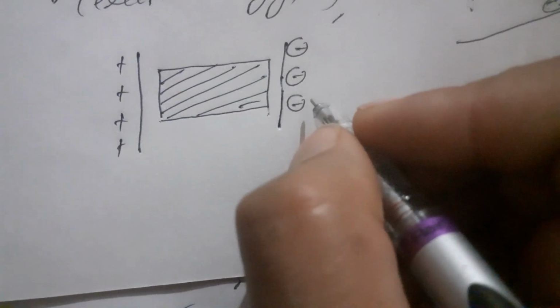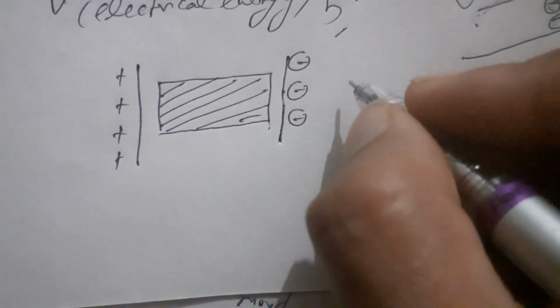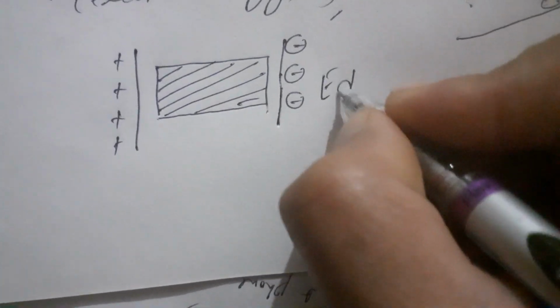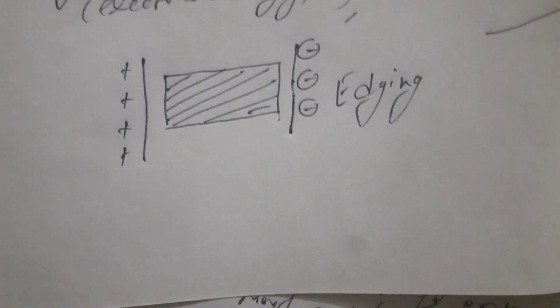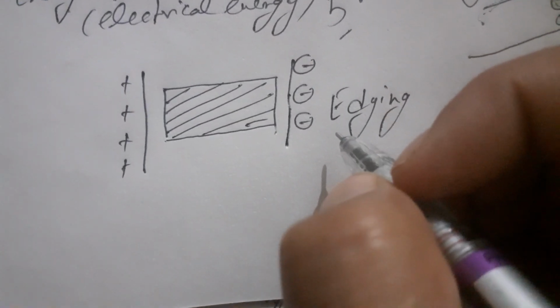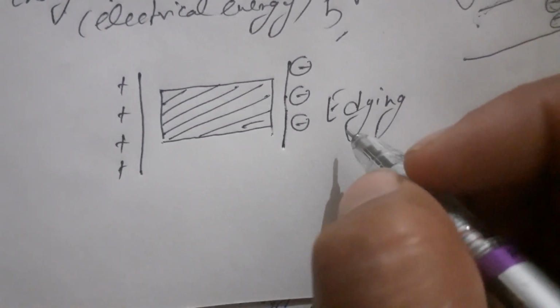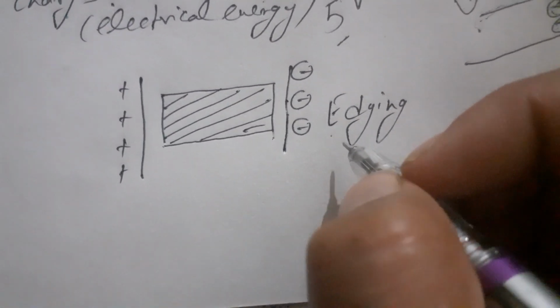The mechanism of a capacitor is something similar to edging. Edging. When you watch porn and your PP is throbbing hard and you still don't jerk off, it's something like that.